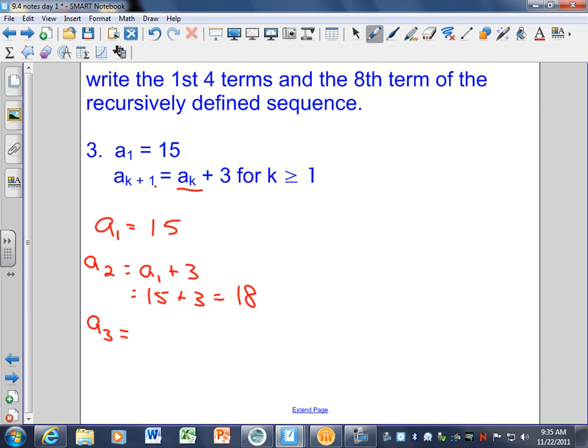And what is a sub k now? A sub 2 plus 3, which is 18 plus 3, or 21. After you do like three terms, if I was going to write this pattern out, I would have 15, 18, 21. Could you keep going now without using the formula every time? Yes, and that's okay, but you need to understand what the formula means. If I give you that, you've got to be able to list those terms out, Caitlin.